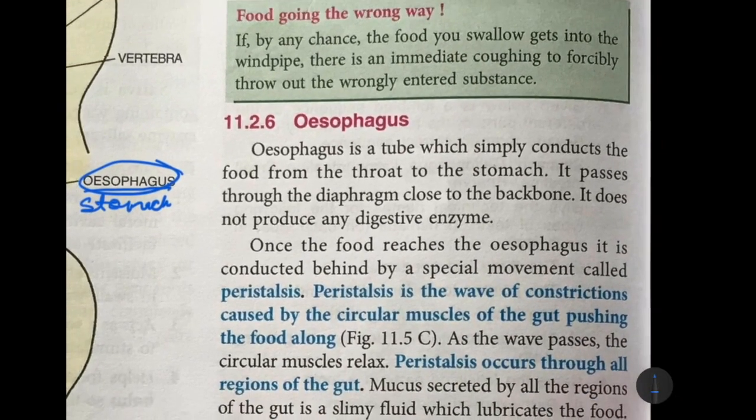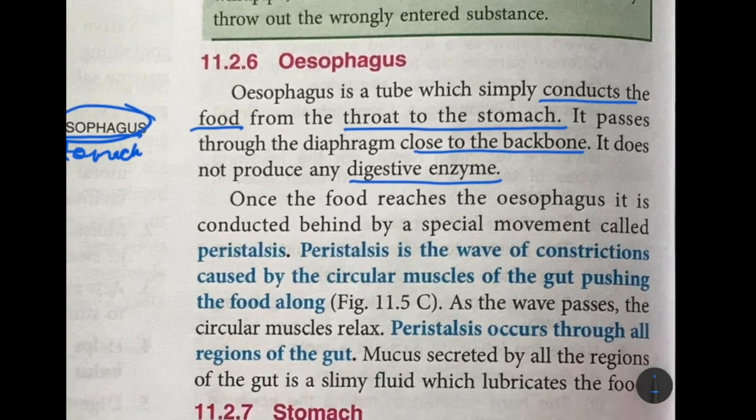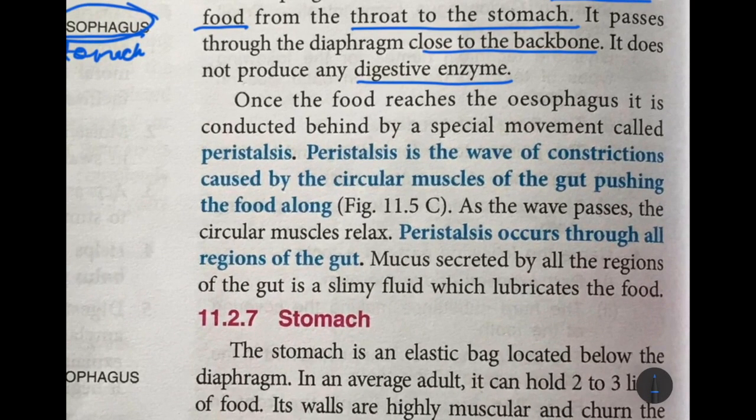Now next, moving on to the esophagus. The esophagus is a tube which simply conducts the food from the throat to the stomach. It passes through the diaphragm, very close to the backbone, and it does not produce any digestive enzyme because it is only a passage for the food. Now once the food reaches the esophagus, it is conducted behind by a special movement called peristalsis. So the special movement by which food passes down the esophagus is known as peristalsis.